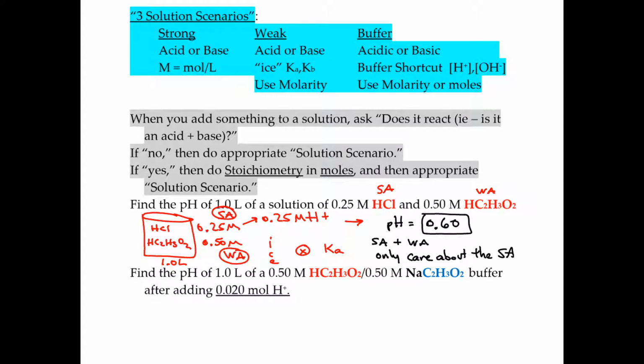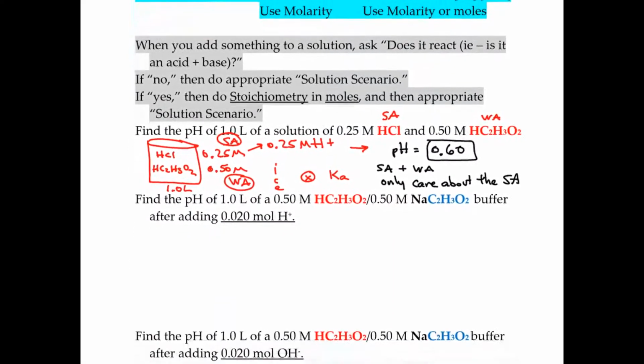Okay, so there was no reaction in this example. So when we asked, does it react? The answer was no. So we went back to our solution scenarios. Now we're going to contrast with a yes. So I'll move this up here, and we'll take a look at this example.